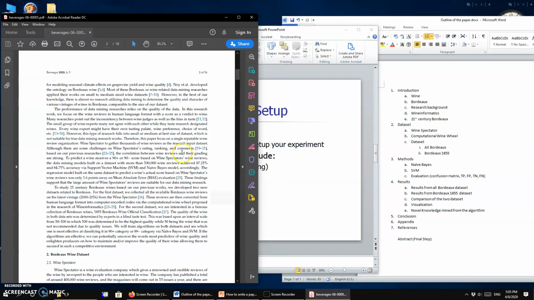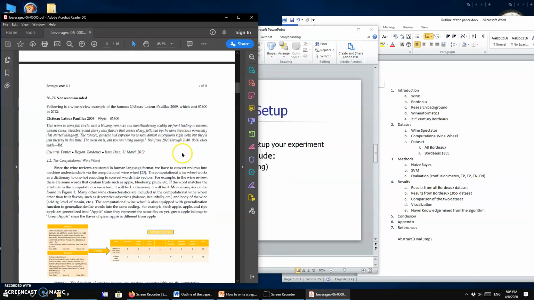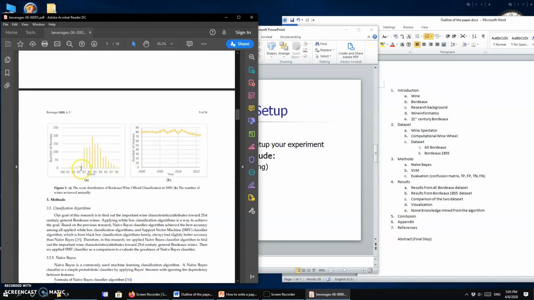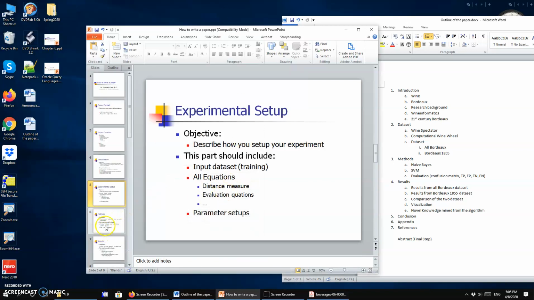So if we take a look at the paper, what you will notice is that the data sets that we have has the description on the all Bordeaux data set. What is the score distribution? How many wines has been reviewed in each year? And we can compare that with the 1855 class elite wines. So you can see the scores are much better than all Bordeaux wine, and the number of wine being reviewed are more consistent. So those are the things that we want to talk about in the experiment data set.